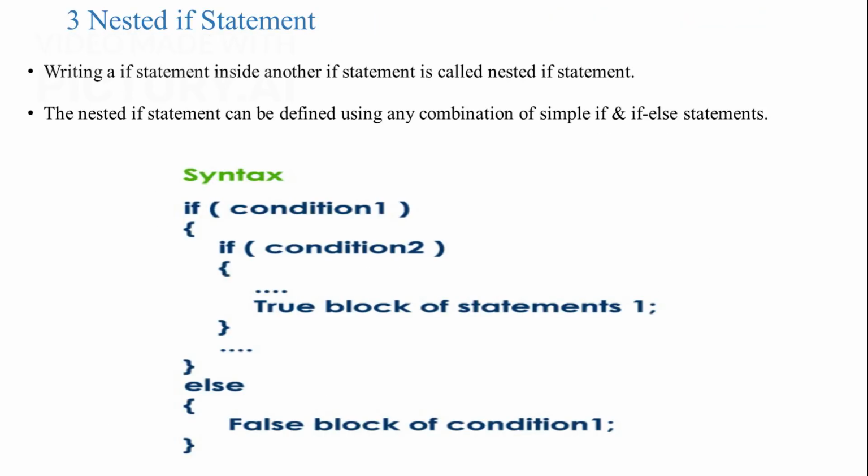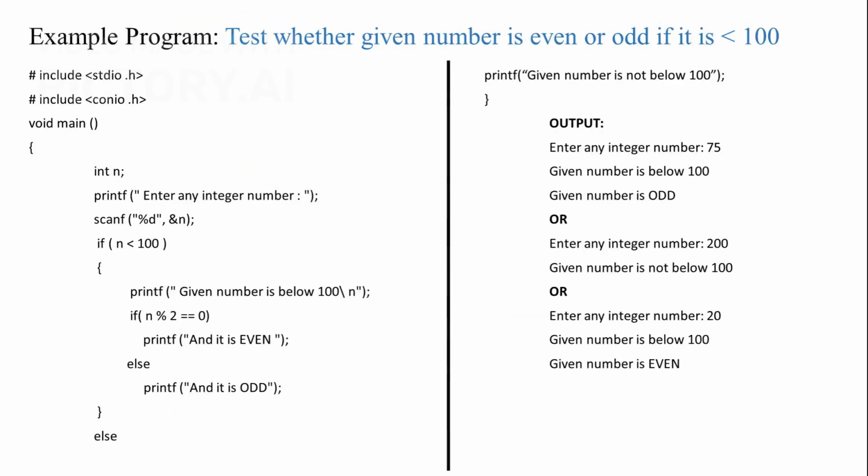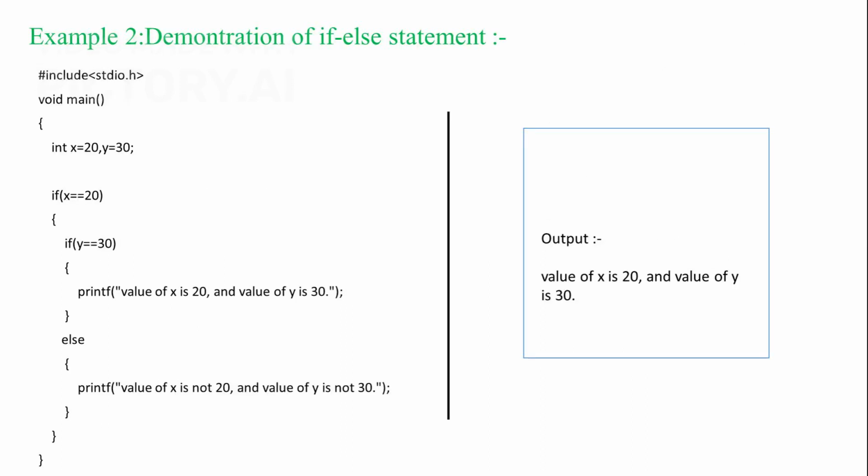Nested if statements involve placing one if statement inside another, allowing for complex condition checks. This example tests whether a number is even or odd and checks if it is less than 100, using nested if statements. Another demonstration of if-else statements, showing how to evaluate multiple conditions within a program.